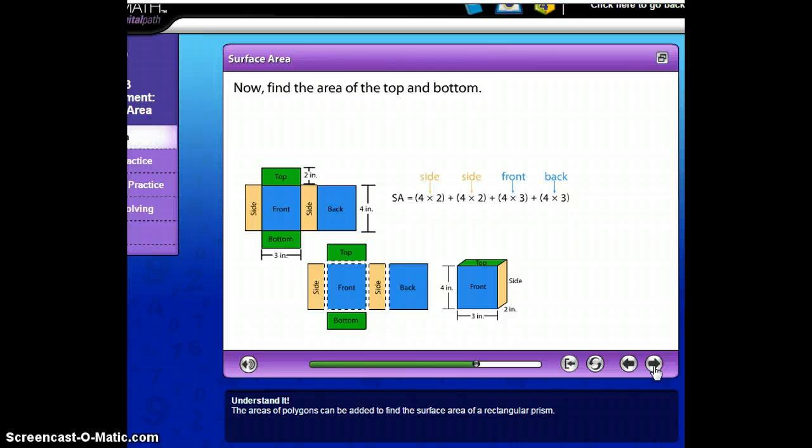Now find the area of the top and bottom. Okay, it's rectangles, so we're still going to take length times width. Here's the top and here's the bottom. Well, I know that this is 3, but it doesn't tell me what this is. But if I look at this picture, it says it's 2. So this must also be 2. So it's going to be 3 times 2. The area of the top is 3 times 2.